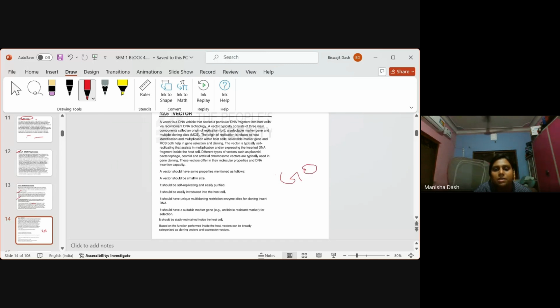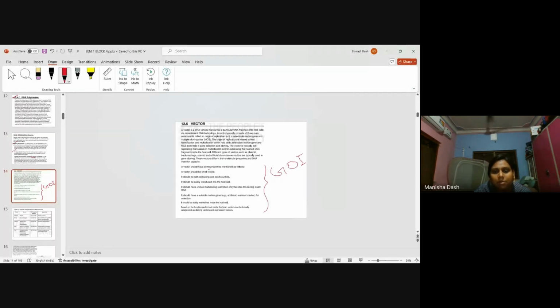So usually the vectors are plasmids, which are extrachromosomal DNA present inside the bacterial cell. So any nuclear material cannot be acting as a vector. The vector must have certain properties that are listed here. So what are the properties of a vector? Now, a vector should have some properties that are mentioned below.